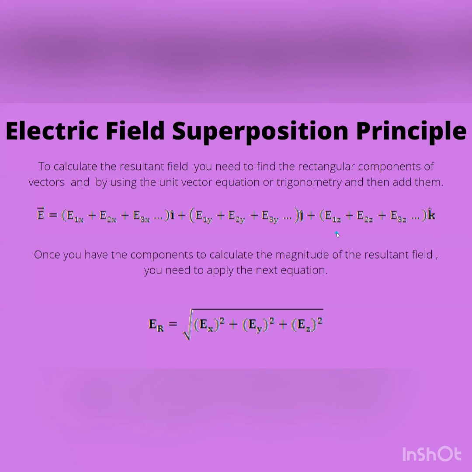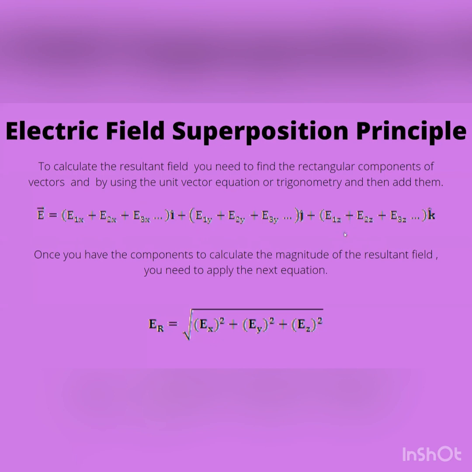To calculate the resultant field, you need to find the rectangular components of the vectors, using the unit vector equation or trigonometry, and then add them. So you do the sum of all the vectors. These ones are the x vectors. You add them to the y vectors, and if it's three-dimensional, you use the letter z.